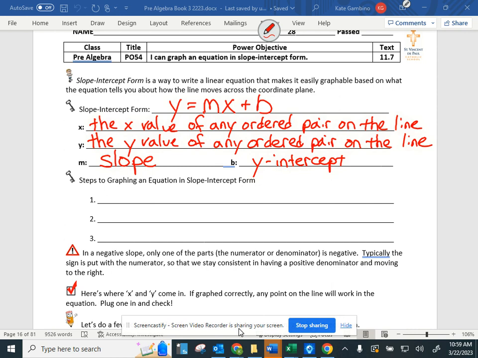So there are 3 steps that we have to know to graph an equation in the slope-intercept form. So you have to know the equation, y equals mx plus b, and then you have to know each step that we're going to do.